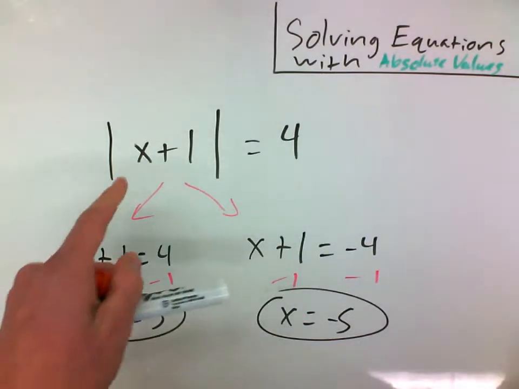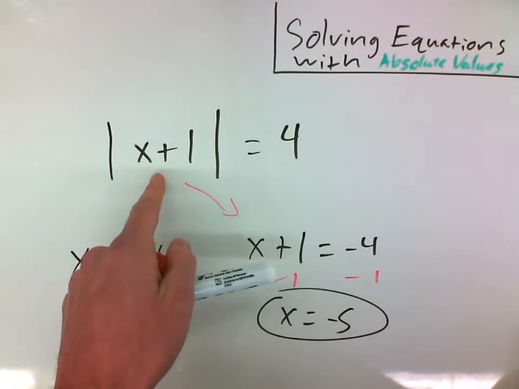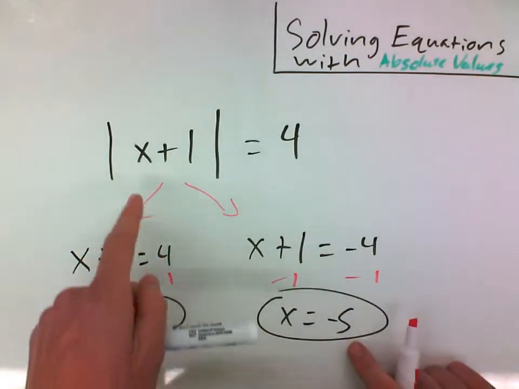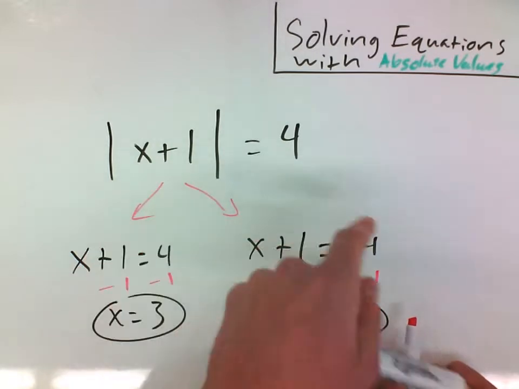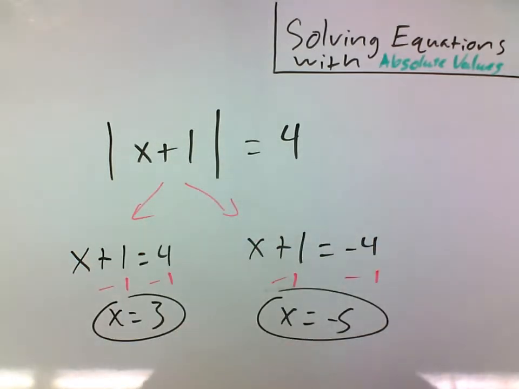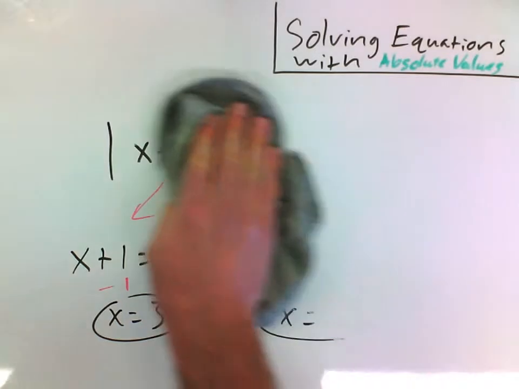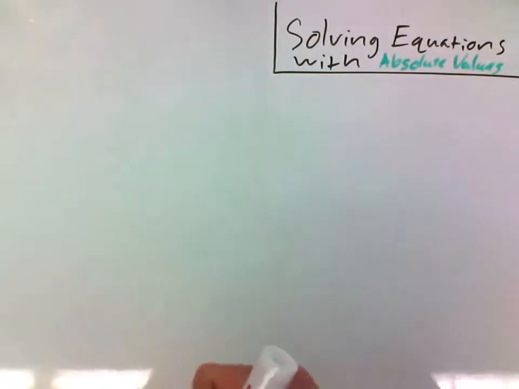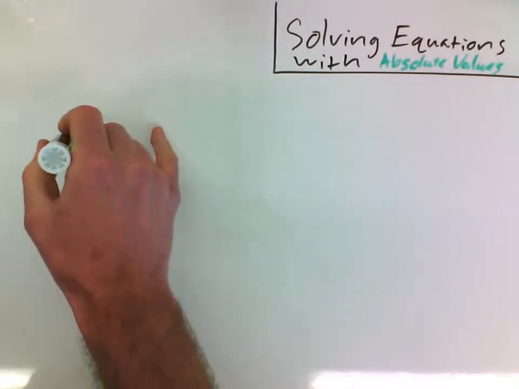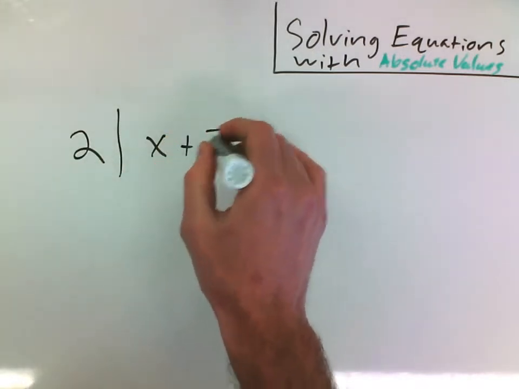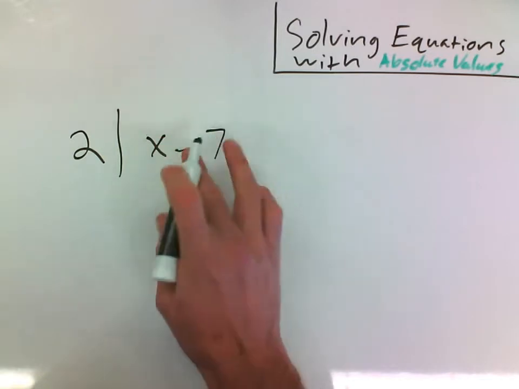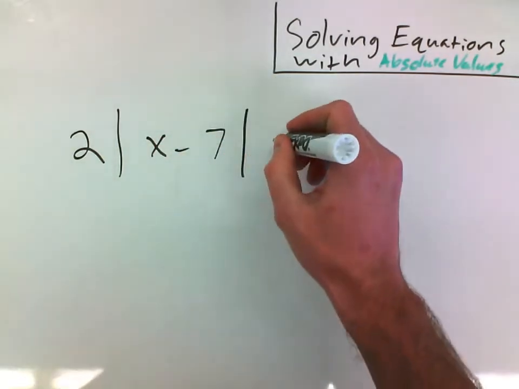So 3 we can check easily, right? 3 plus 1 is 4, the absolute value of 4 is 4. For -5, think about that. -5 plus 1 is -4, and I take the absolute value of that, and it's positive 4. Now obviously these are going to get a little bit more complex, right? What if we had one like this? Let's do -7, why not?